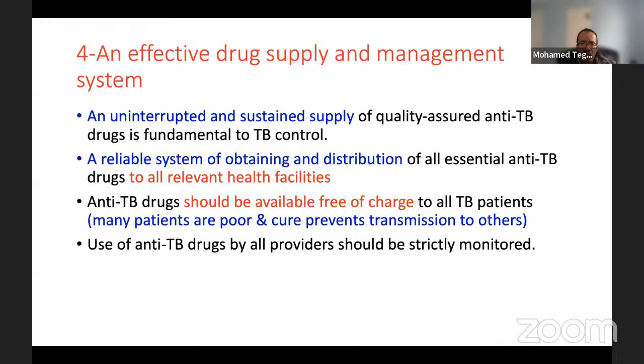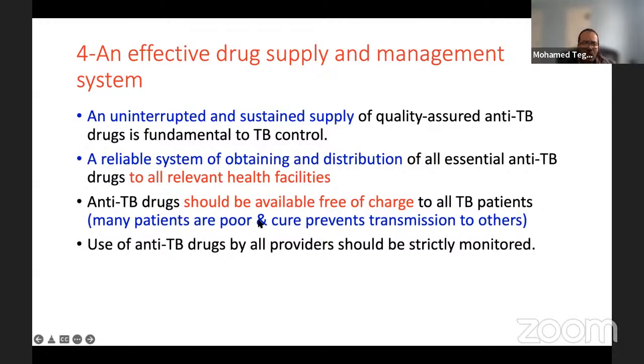Effective drug supply and management system, to definitely ensure uninterrupted and sustained treatment supply to the patient, is key for the program to succeed. Also, a reliable system of obtaining and distributing all essential anti-tuberculous medication to all relevant health facilities at the very same time. You don't want to run into shortage. You don't want a patient to start taking at least half of the medication and not take the other half, since we mentioned the antibiotic resistance and the possibility of this microorganism to even develop more mutations.